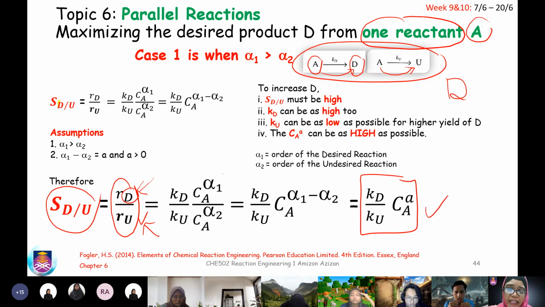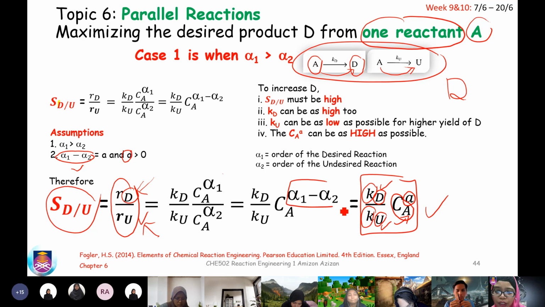And finally, this is the resulting equation, which we can use mathematically by increasing or lowering the concentration of something. We have three parameters here. The first one is KD, the second one is KU. Both Ks represent the specific rate constants for the desired and undesired product respectively. And thirdly is the concentration to the power of a. Here we introduce this a, which is alpha 1 minus alpha 2, which you can see clearly from the resultant equation having that exponent. To simplify it, we simply represent it by a.